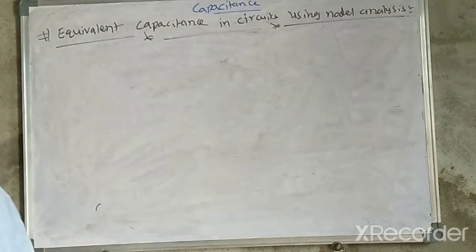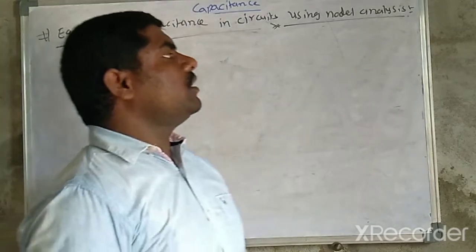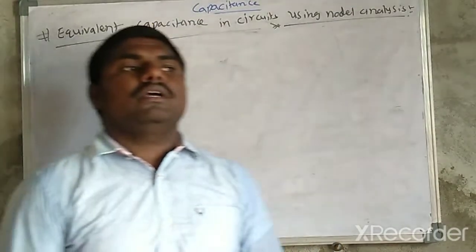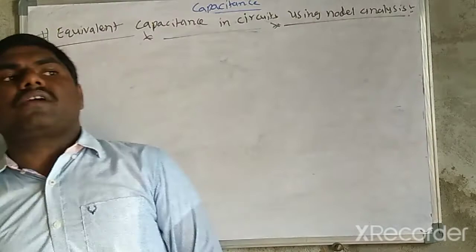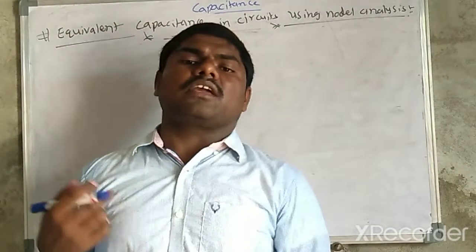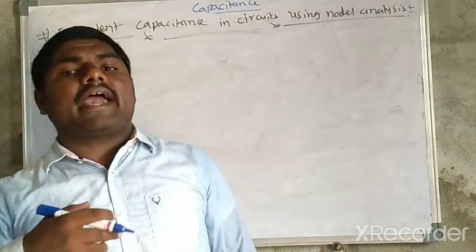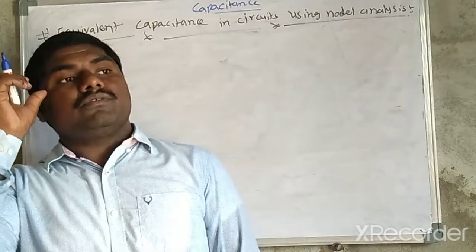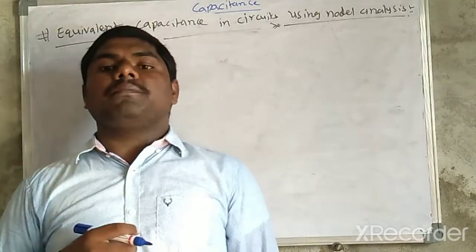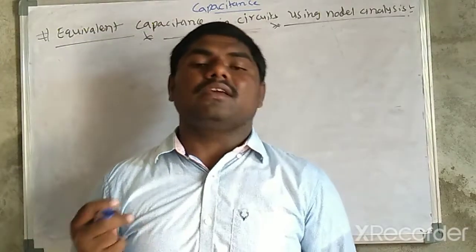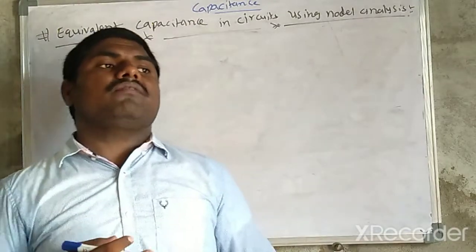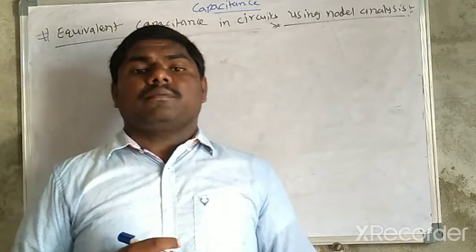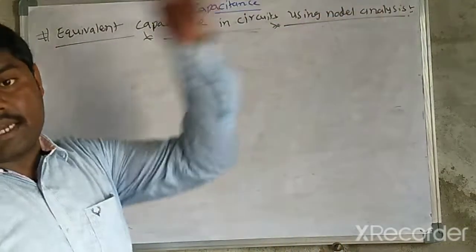Equivalent capacitance in circuits using nodal analysis. Here I am going to take three capacitors. One capacitor is 2 micro, another capacitor 4 micro, another capacitor 8 micro. For calculation of the equivalent capacitor of a circuit, we use a 100 volt battery across the combination. First point. The second one is measurement of charge flowing through the battery, delta Q.